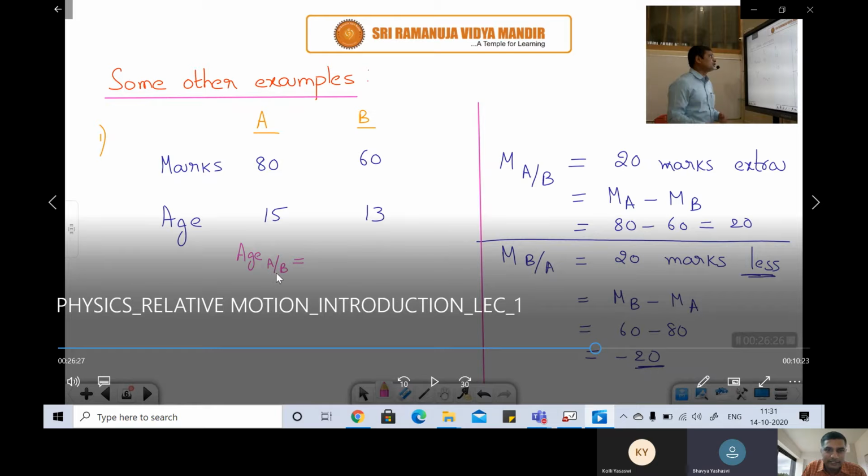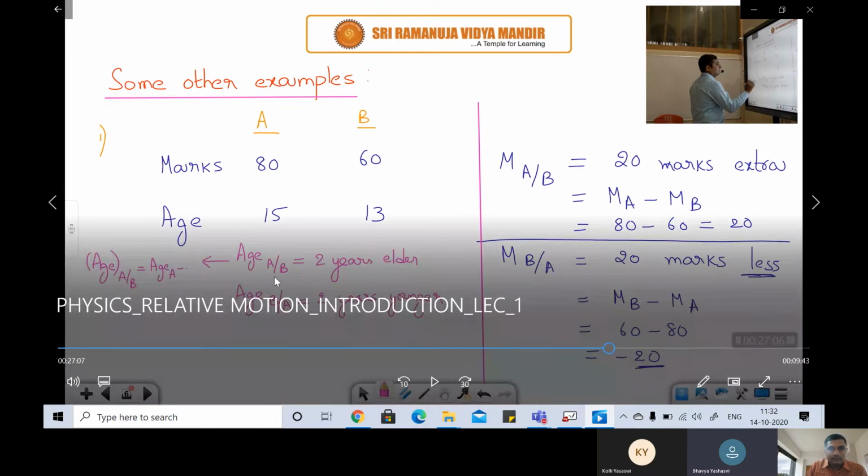Now what is the age of A with respect to B? Age of A is 15 years, age of person B is 13 years. Now, age of A minus age of B is how much? 2, sir. Correct, 2 years more. 2 years elder. That is what we say, correct or not?